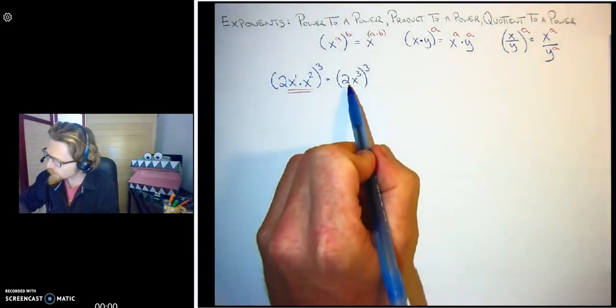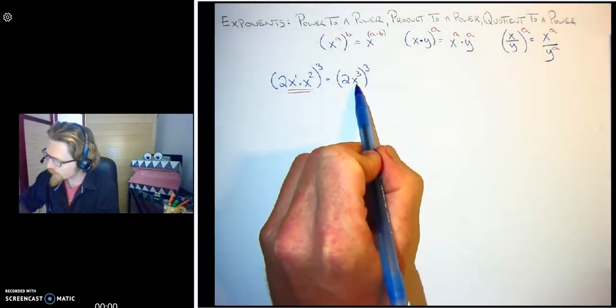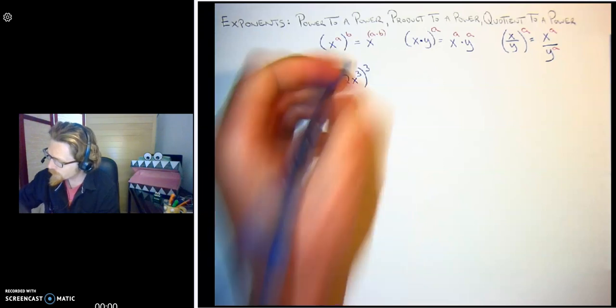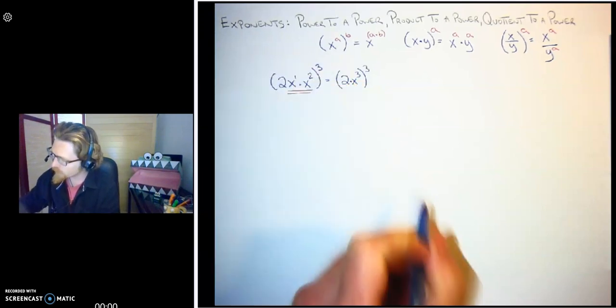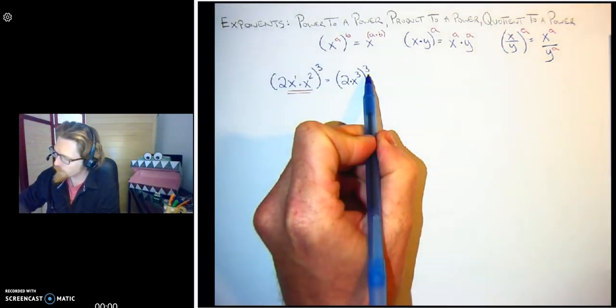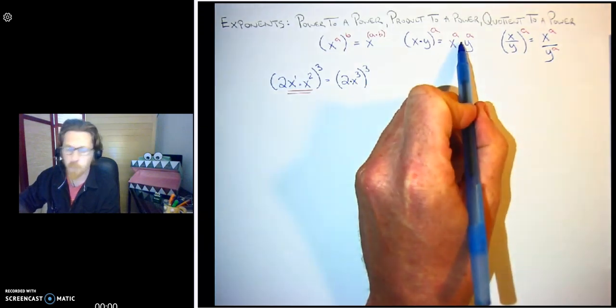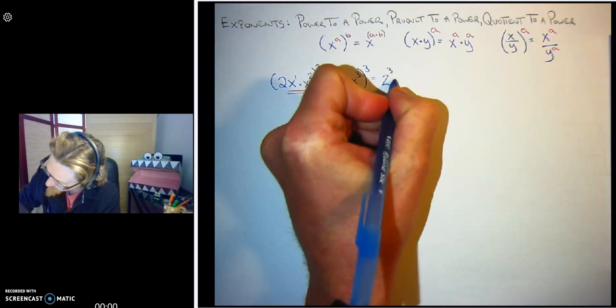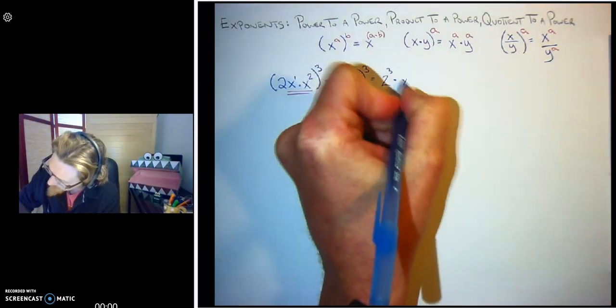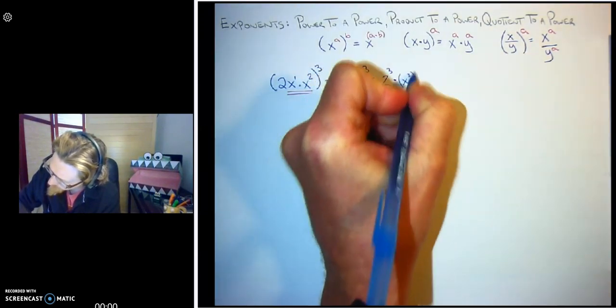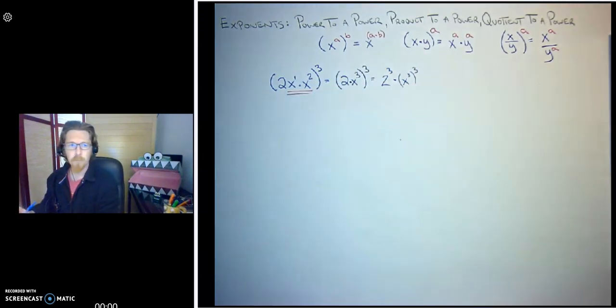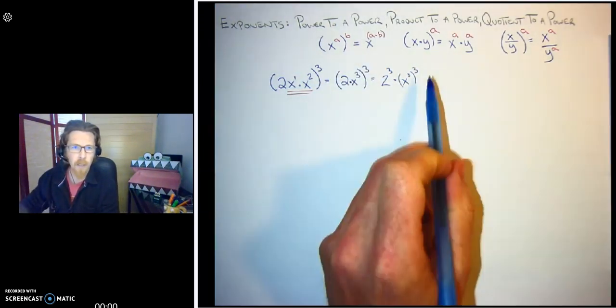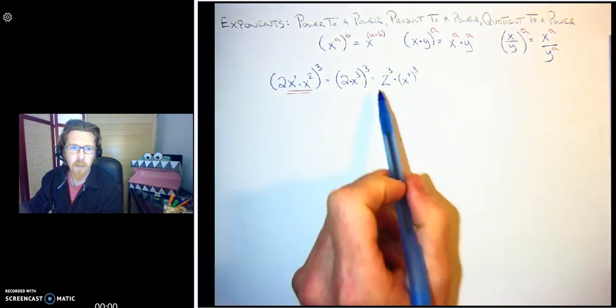Now, this is really a product to a power rule. 2 is being multiplied by x to the third, and they're both being raised to the third power. So I'm going to apply this rule. So what would happen is the 2 is going to get raised to the third power, and the x to the third is going to get raised to the third power. So I applied my product to a power rule.